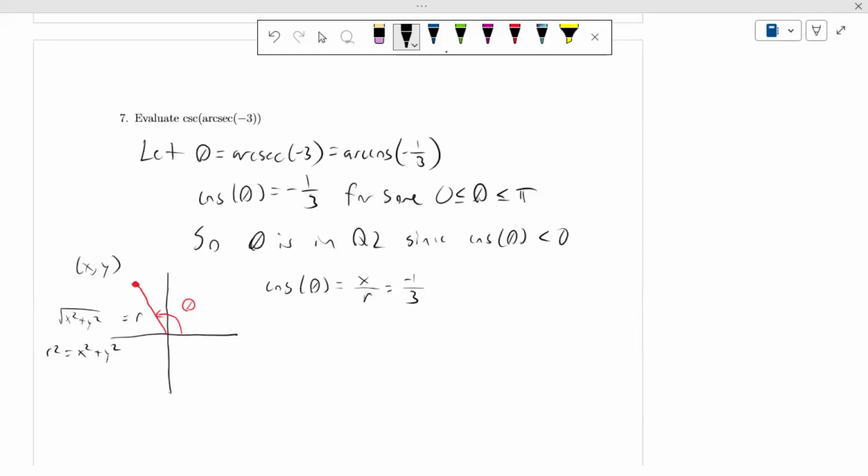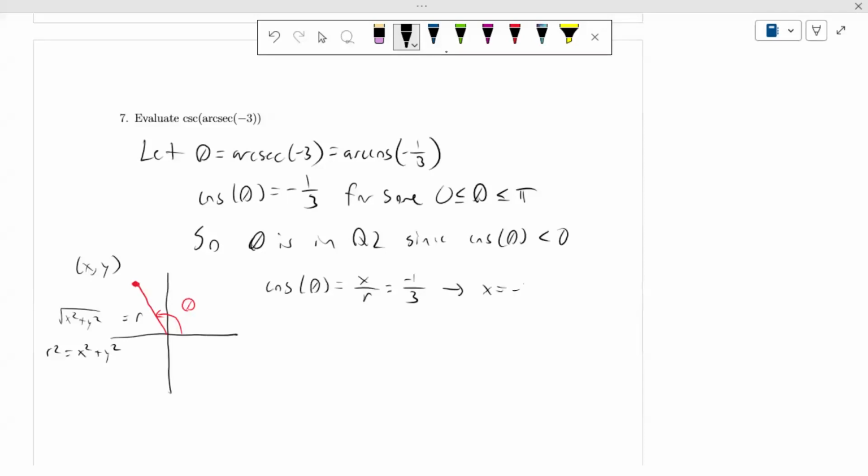You only really have to think about it if you're doing tangent or cotangent, because tangent is y over x, cotangent is x over y. So you have to think, in which quadrant am I? Is x positive or negative? Is y positive or negative? That's the only time you really have to think about it. But cosine of theta is equal to x over r, which is equal to -1 over 3.